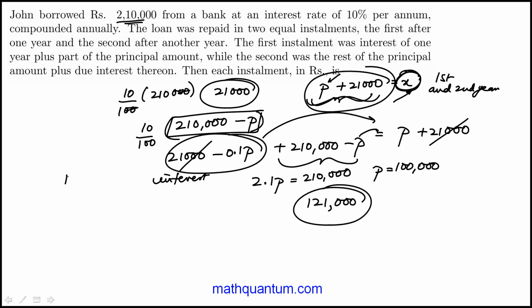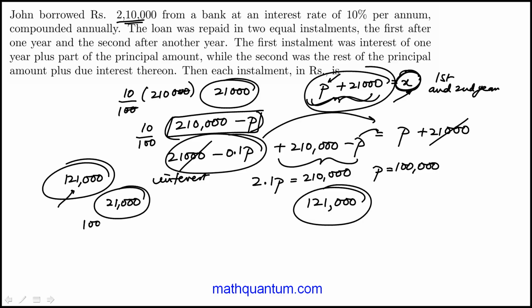You can check your work. I mean, in the exam, if you absolutely need to make sure, then you'll have to pay 21,000 interest. That means the remaining amount, 100,000, goes towards the principal. And if you subtract that, you'll end up with 110,000 principal at the beginning of the second year.